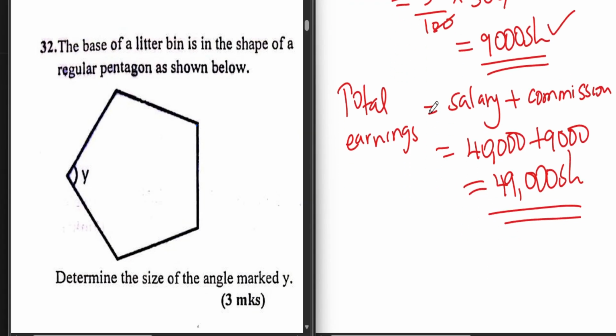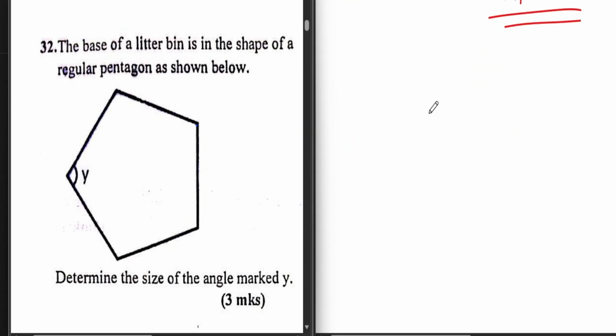Okay, question 32. Let's finish up. Question 32. The base of a litter bin is in the shape of a regular pentagon as shown below, which is this one. So in a pentagon, it means that it has 5 sides. Determine the size of the angle marked Y.